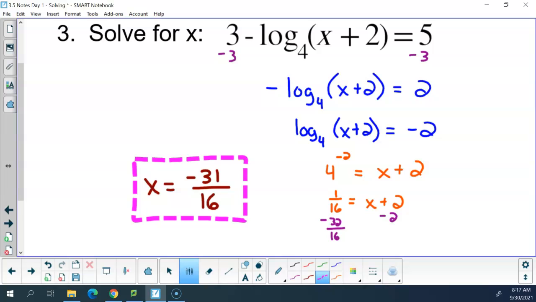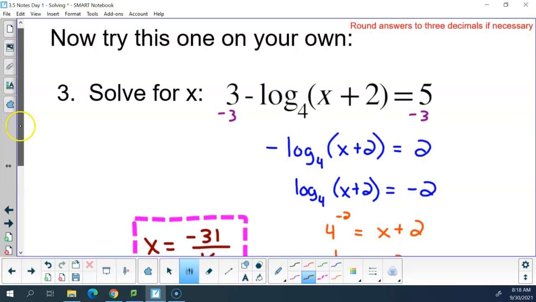Yes? Now, had you given this one to me, because the directions at the top did say round to 3 decimals, we would also accept here negative, oops. It did say way back up here at the top, round to 3 if necessary.